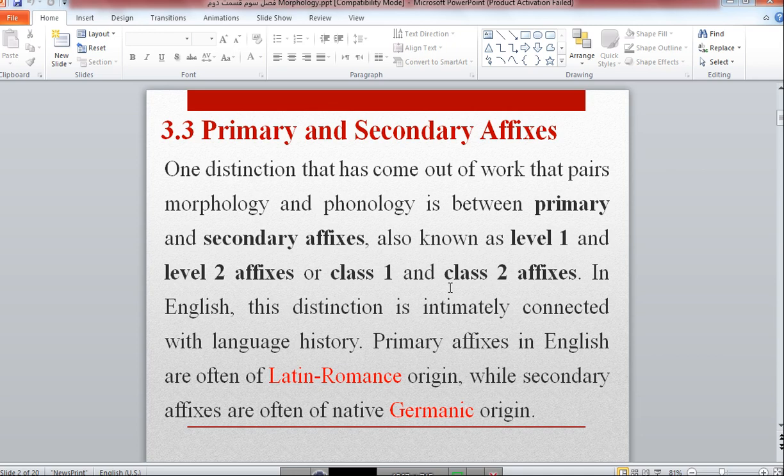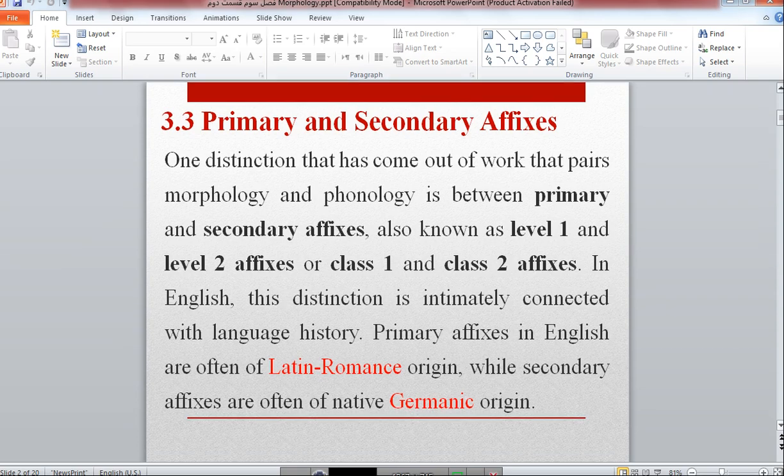In English, this distinction is intimately connected with language history. Primary affixes in English are often of Latin Romance origin, while secondary affixes are often of native Germanic origin. This is the first difference between the primary and the secondary affixes. However, we de-emphasize this fact in the following discussion because etymology can only take us so far in morphological analysis. The primary-secondary distinction is a living process, regardless of its history, and in English, as in other languages of the world, it cannot be explained away as etymological residue.